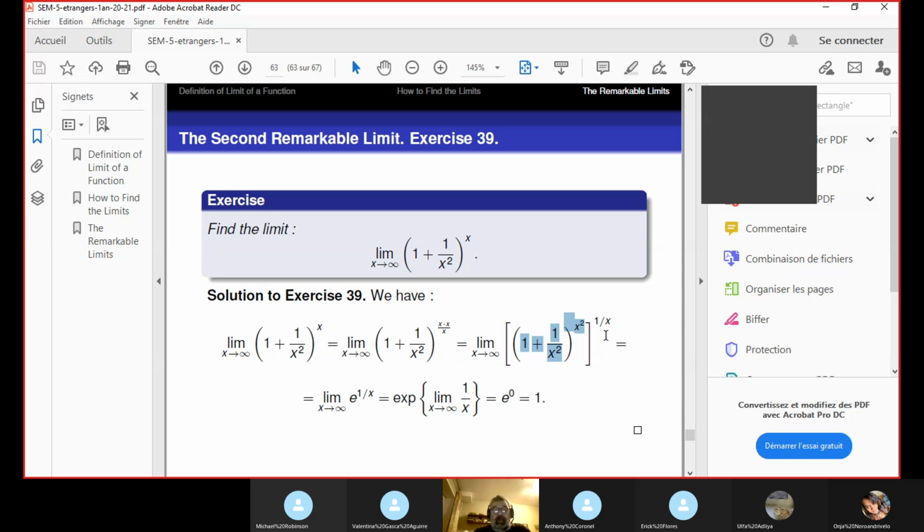So as in the previous case, we have to find, excuse me, the limit as x goes to infinity of e to the power 1 over x. Then it will be the exponential function of the limit, and this limit finally will be 1.